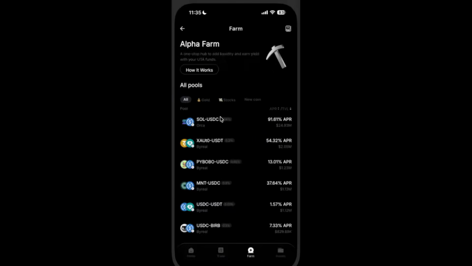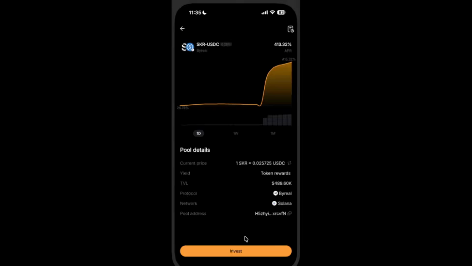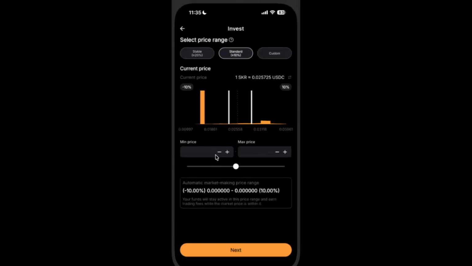So if you are going to look for the particular token, the SKR that had about 400 APR or 7,000 or thereabout, just click on the APR option right here, and then it will sort that out for you. All right, I'm on the All tab. We go to the New Coins option, and then we click on this APR tab, and then you'll be able to see SKR right here. So you go ahead and click on it. And once you click, it brings you here. You go ahead and click on the invest option. This is where you are going to fill in this information, and then click on next, and you are good to go.